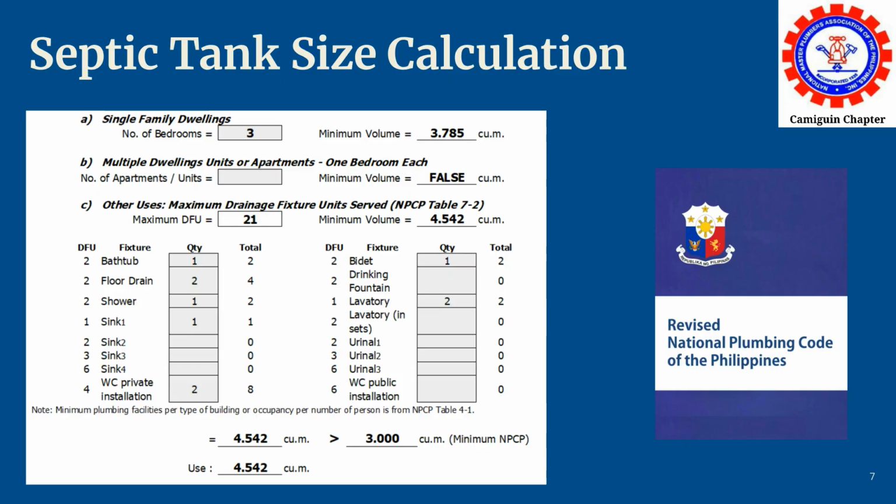With a total of 21 fixture units, the minimum volume is calculated at 4.542 cubic meters, which is greater than the item A value of 3.785 cubic meters. The greater value will prevail in the design.